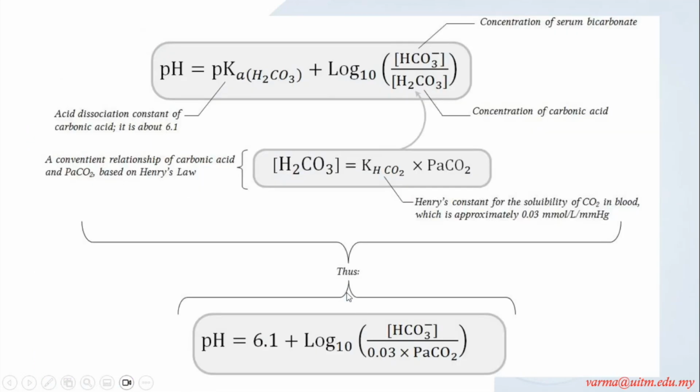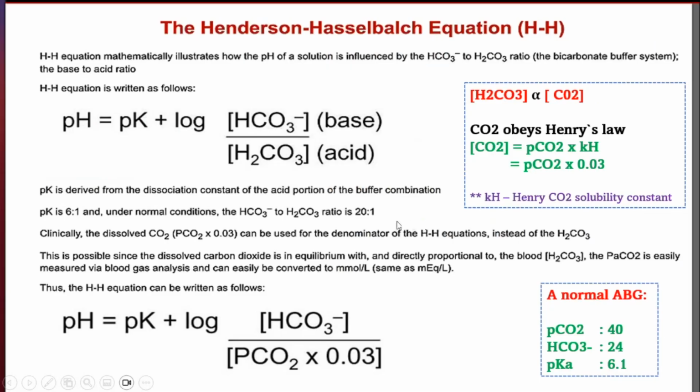Okay, so going back, this is the full summary of it. How do we get each of these? pKa is the acid dissociation constant of carbonic acid, which is 6.1. Bicarbonate is the concentration of serum bicarbonate. H2CO3 is the concentration of carbonic acid, which cannot be obtained directly, but we can use Henry's law, using the partial pressure of carbon dioxide and the solubility constant to find the carbonic acid concentration, and then we substitute it in, and we get this full equation. Okay, next. This is just a repetition of all these things.